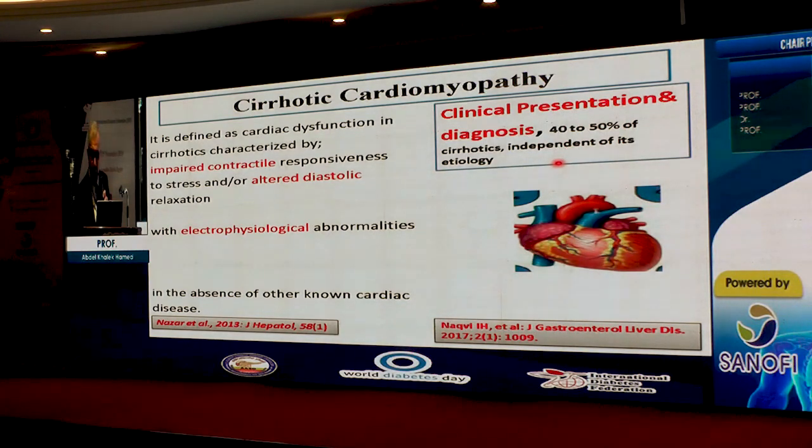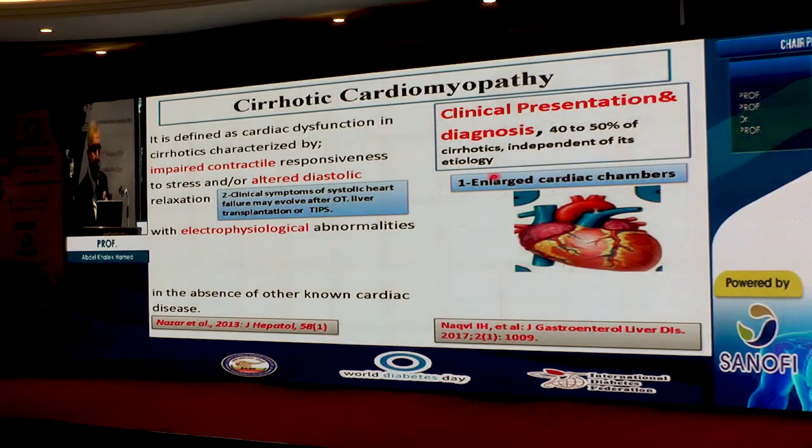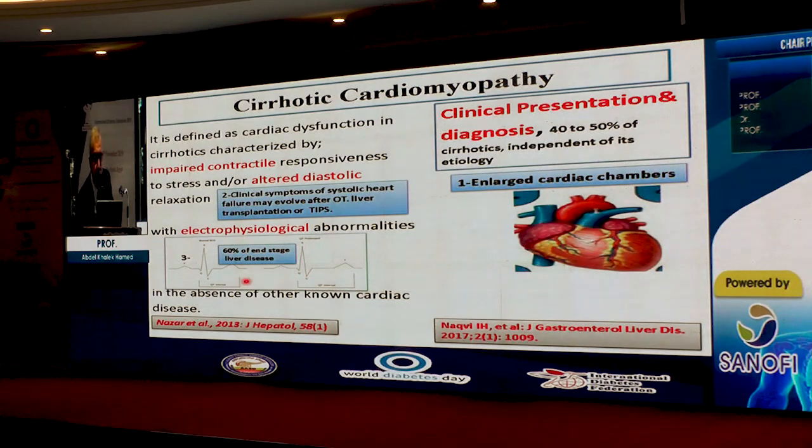ايه الحدوته؟ الحدوته ان احنا لقينا enlarged cardiac chambers والاهم وده اللي بين الحاله زي ما قلنا في impaired contractile responsiveness to stress. لقينا clinical symptoms of systolic heart failure وديس اون تيبل في حالات بعد الاورثوتوبيك ليفر ترانسبلانتيشن وحالات التبس. ومن الفحص والتمحيص ابتدينا نفكر في هذا السيروتيك كارديوميوباثي ولقينا كمان في هذا العيان الكتروفيسيولوجيك ابنورماليتي برولونجيشن اوف ذا كيو تي انتريفال كومبيرد ويز ذا نورمال اي سي جي.